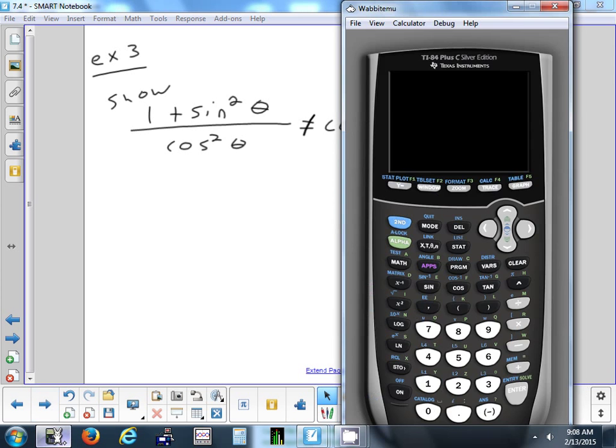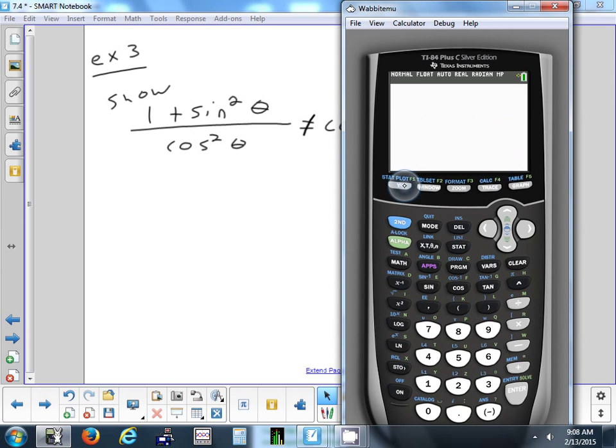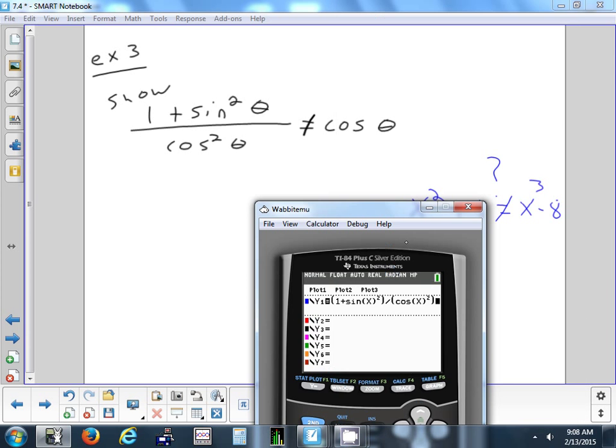So in this case, easiest way to do it, if you don't have a graphing calculator, you don't need one. But if I can use the table, it's a little faster. So we've got 1 plus sine squared divided by cosine squared. And put in, what do we have on the other side? Cosine.